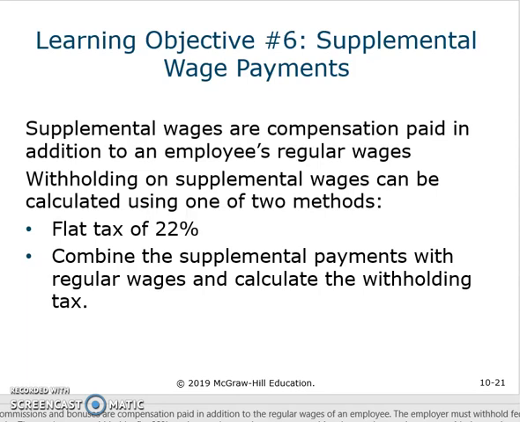If an employee has supplemental wages, which are wages that are paid in addition to an employee's regular earnings, so this could be a bonus, something of that nature. Withholdings on supplemental wages can be calculated using one of two methods. It can be taxed at a flat tax rate of 22%, or the employer could combine the supplemental payments with the regular rate wages and then calculate the tax withholding that way.